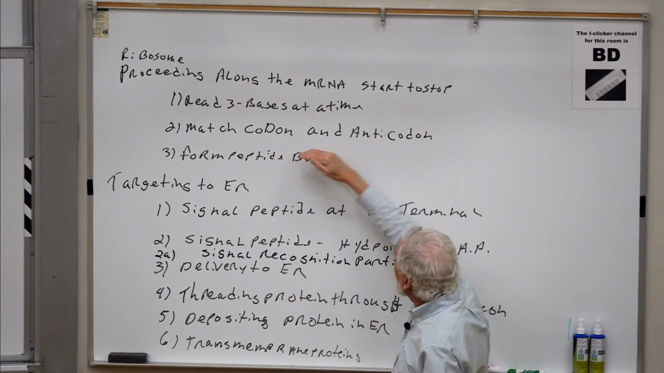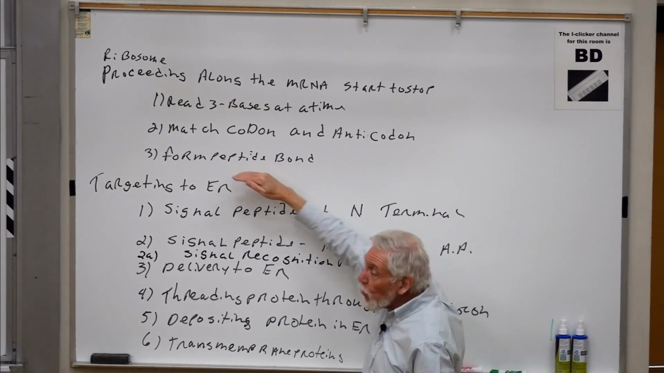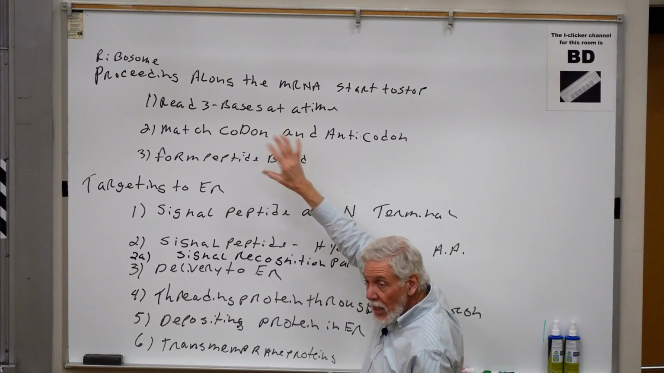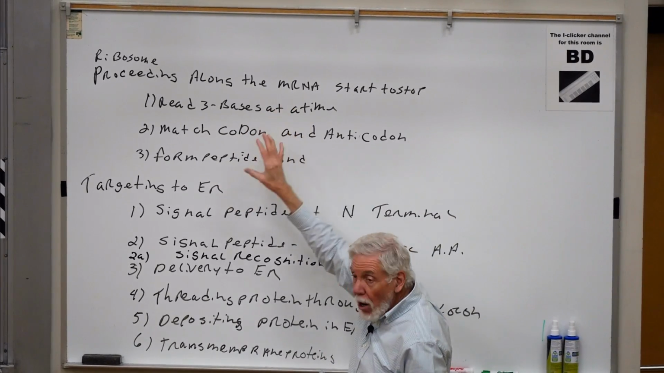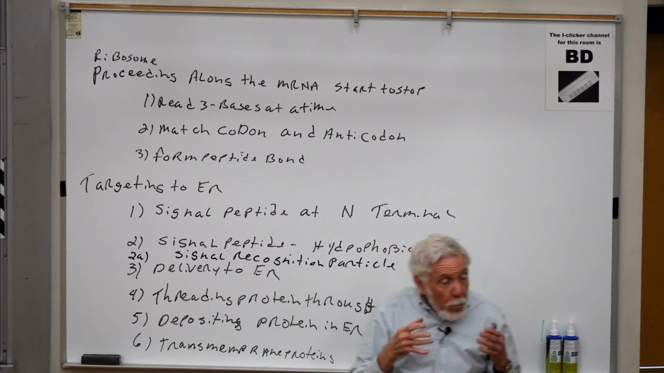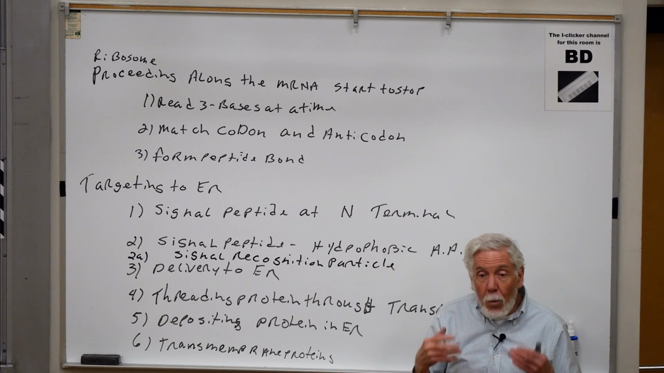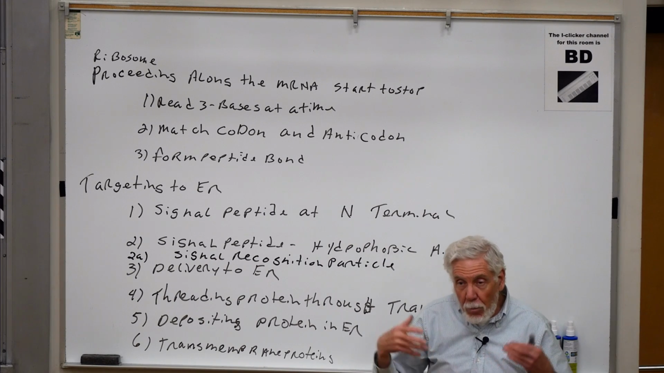So again, we're going to walk along the mRNA 3 bases at a time. We're going to match the codon with the anticodon, and then we're going to form a peptide bond. That's fundamentally what we're going to spend most of our time on today. But in this process, if we are generating a protein on a ribosome that's free in the cytoplasm, that will generate a cytoplasmic protein.